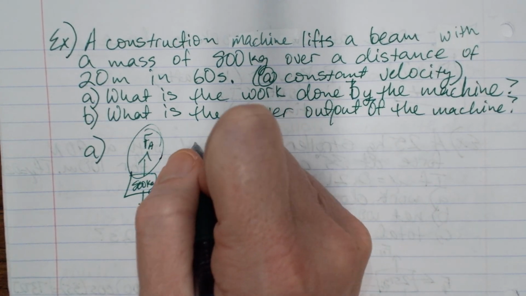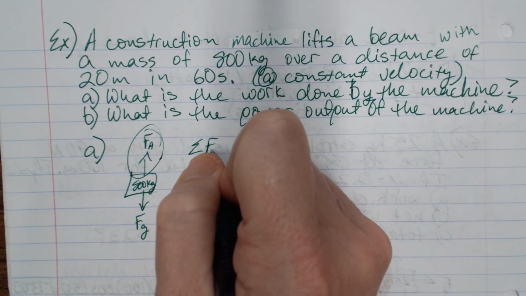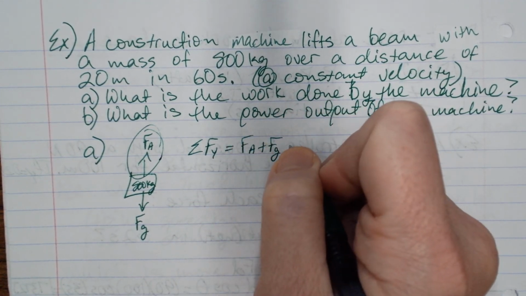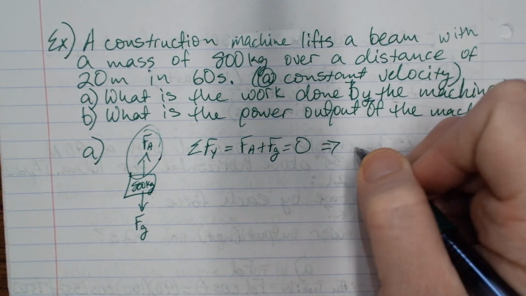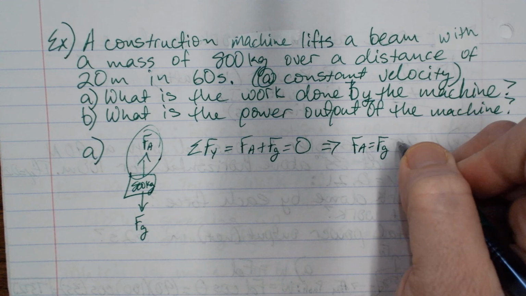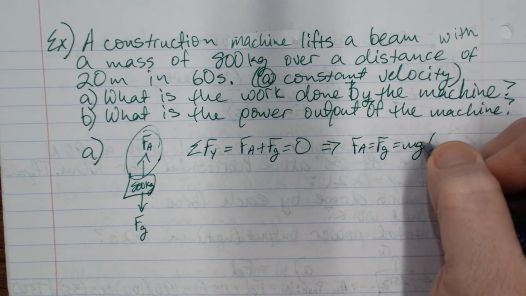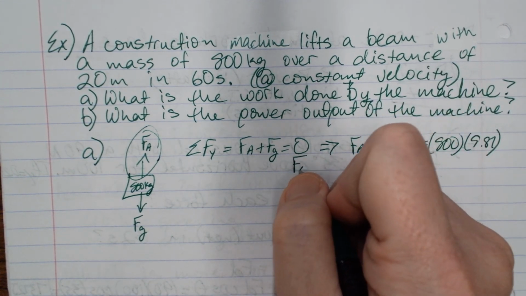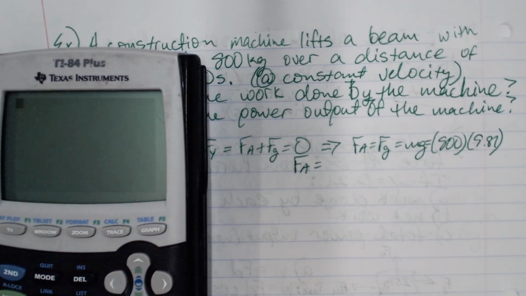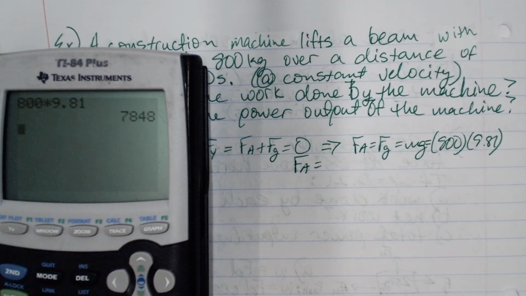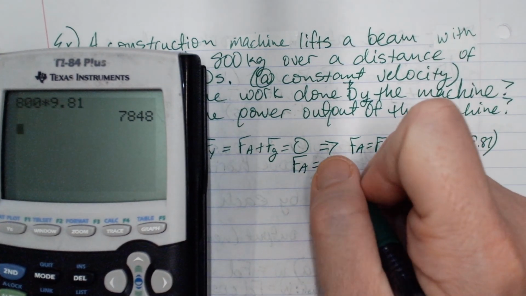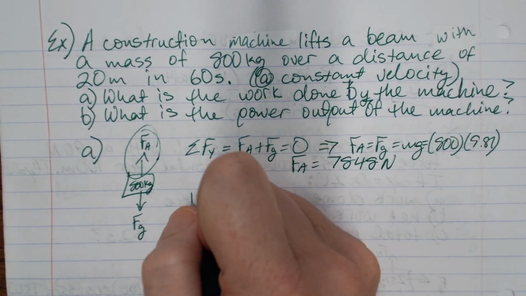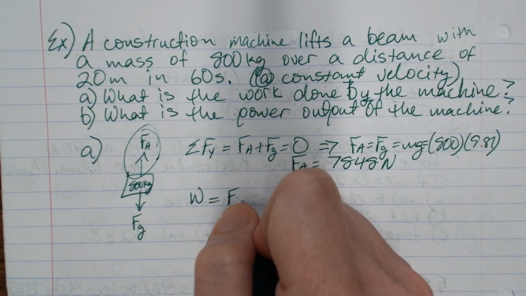Well, if I have no net force, then my net force in the y is equal to Fa plus Fg, which is 0, which means that Fa would equal Fg in magnitude, which is mg, which is 800 times 9.81. So then my force applied would be 7,848 newtons.